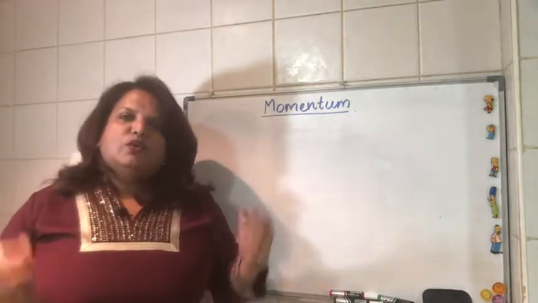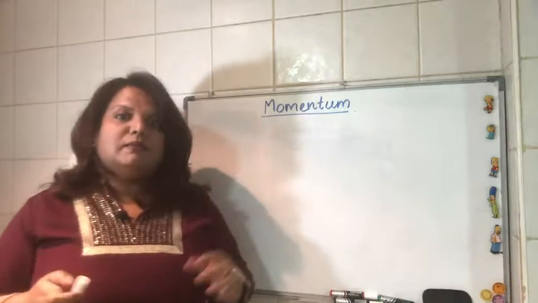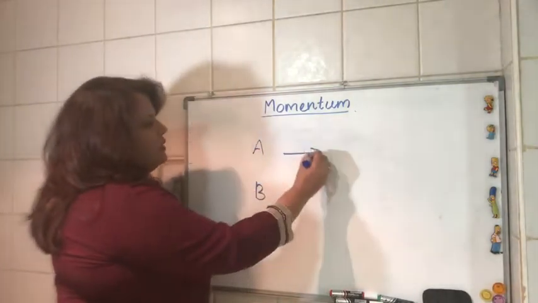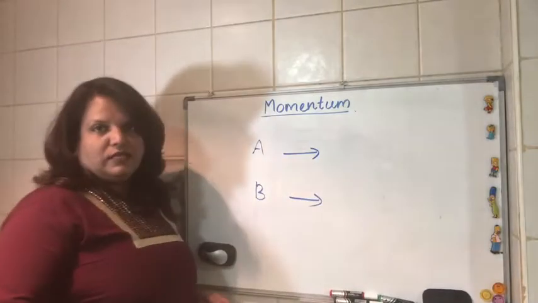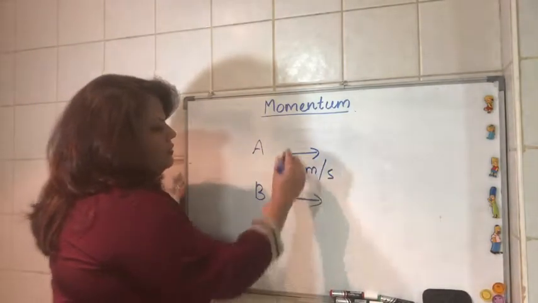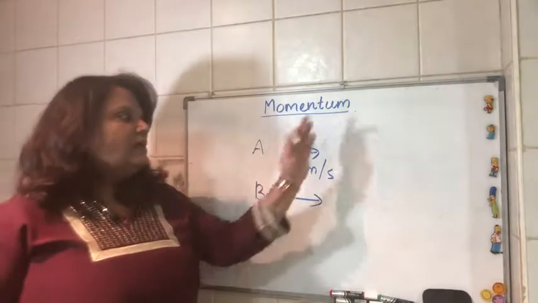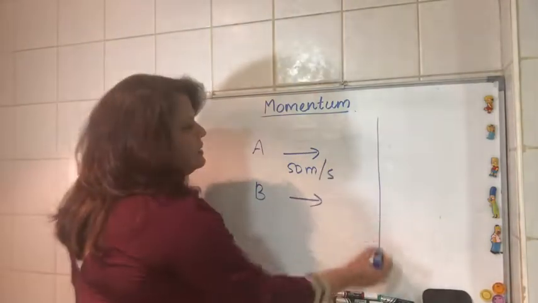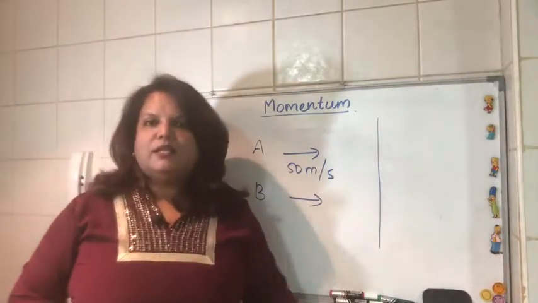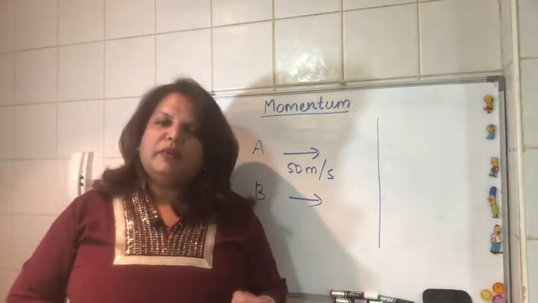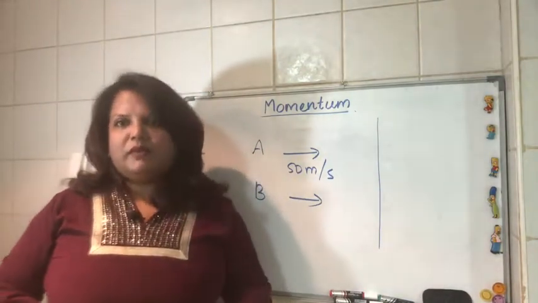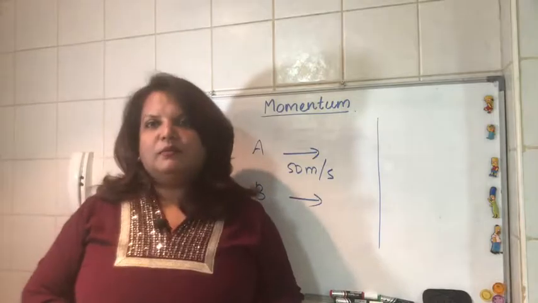Say there are two objects traveling with the same velocity, object A and object B. They are moving with the same speed or velocity. You can assume 50 meters per second. Both of them are at the same speed and each comes and hits against an object, could be a wall or any other object. Both of them come and hit the wall. Okay. What would be the impact on the wall? Will it be the same or will it be different? How would you come to a conclusion?